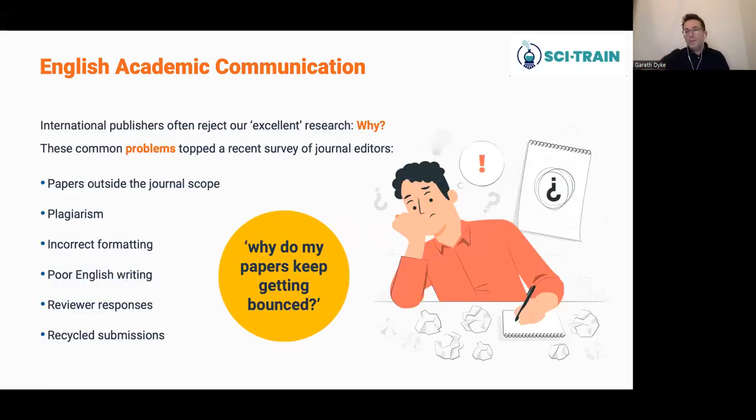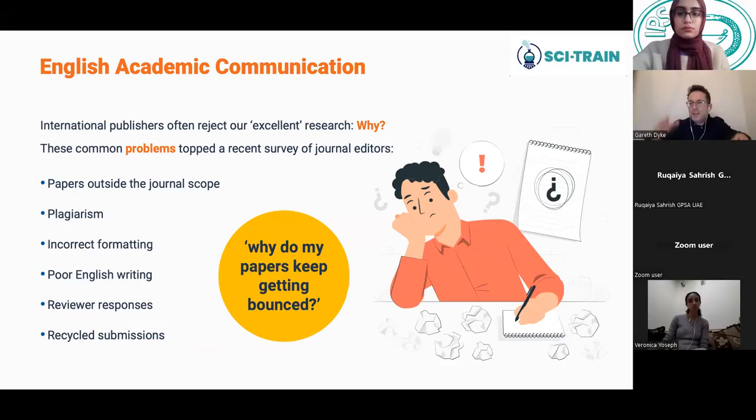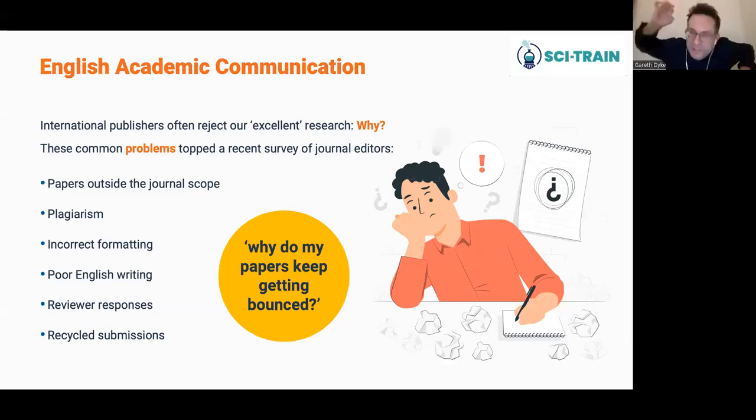And of course, there's no reason at all why the research that anyone is doing in any country, anywhere in the world, is of lower quality than anywhere else. I firmly, strongly believe that. International research publishers, however, often reject our research, and many of the reasons for that can be because of submissions to journals outside scope, plagiarism, incorrect formatting, although that is decreasing these days, poor English writing.